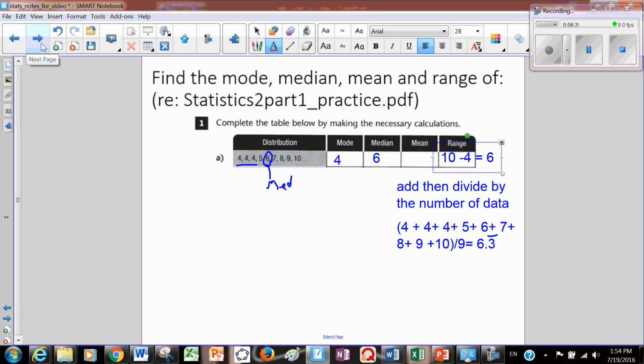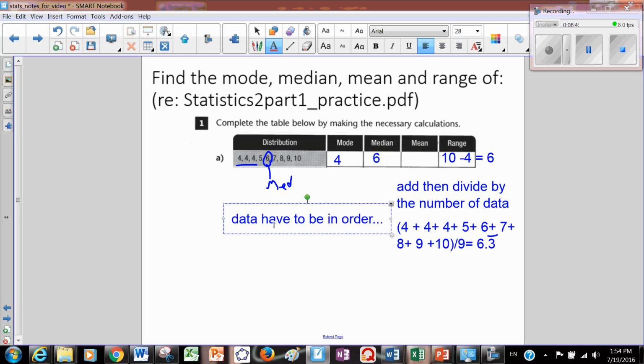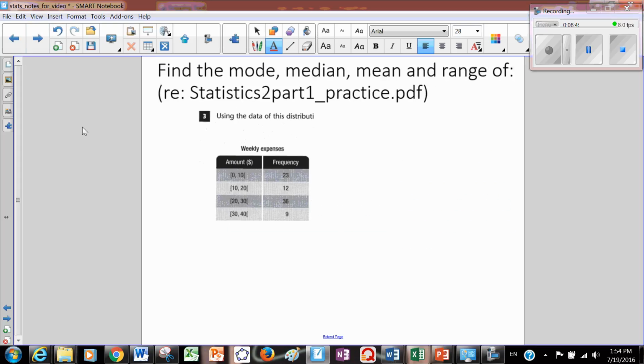Okay, so that's when you get your data presented like this. Make sure that your data are in order, in increasing order, not alphabetical. Data have to be in order, right? If you want to find the middle one, they have to be in order. That's really important. What if you have a table like this?